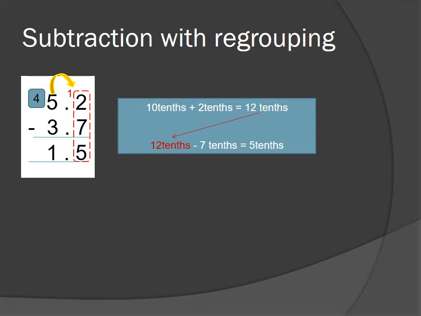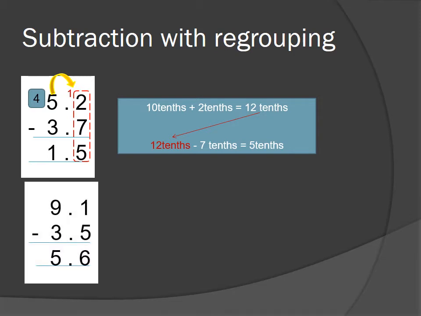Then you can move to the ones line. 4 minus 3 is equal to 1. So the final answer is 1.5. Next example, 9.1 minus 3.5.